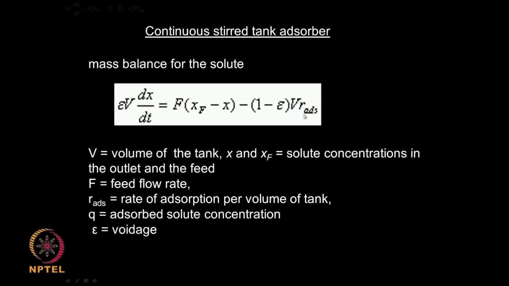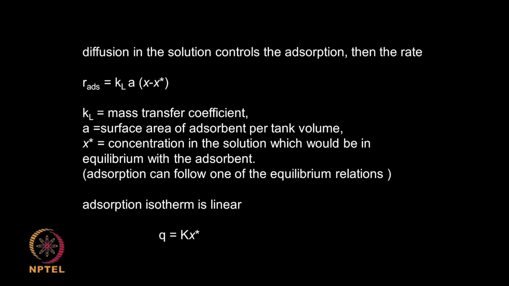Then R adsorption is the rate of adsorption per volume of tank. So you have input, you have output through the flow, and the liquid loses some solute because it gets adsorbed onto the adsorbent. So this is the mass balance for the solute. For R adsorption we can put different equations, we can put Langmuir adsorption, we can put Freundlich, we can put linear or whatever you feel like.